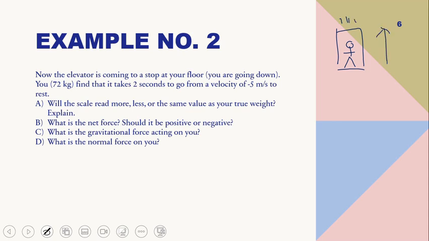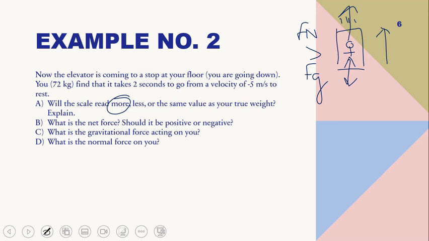Acceleration and the net force point in the same direction, and for the net force to point up, the upward forces acting on you must be greater than the downward forces. So in this scenario, that means that the normal force is greater than the gravitational force acting on you. And the scale reads the normal force, which is greater than your true weight, or the gravitational force.